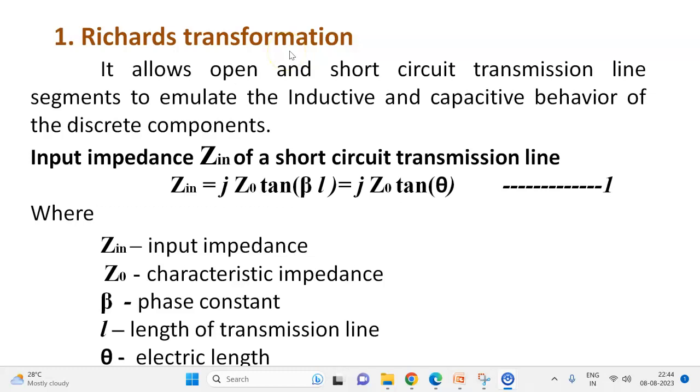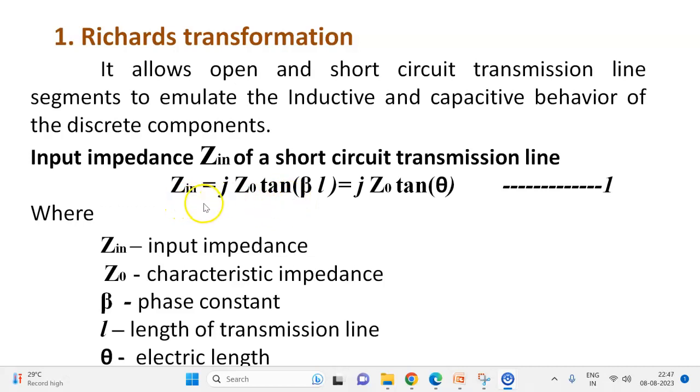To accomplish the conversion between lumped and distributed circuit designs, Richards proposed a special transformation that allows open and short circuit transmission line segments to emulate the inductive and capacitive behavior of the discrete components. We recall that the input impedance Zin of a short circuit transmission line of characteristic impedance Z0 is purely reactive. That means there is no real part; it has only the imaginary part.